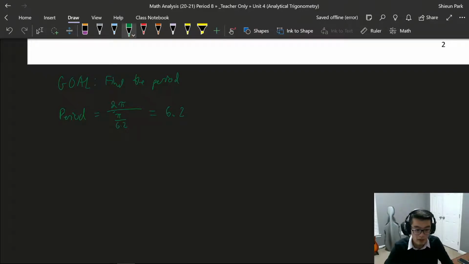I think I actually messed up there, because the pi's cancel out. Oh, it's 2 times 6.2, so it's 12.4 hours. So every 12.4 hours, almost 12 and a half hours, you get to a part where you repeat the cycle again. So from what I drew before, low tide, high tide, low tide, high tide, the distance between these 2 high tides is 12.4 hours.